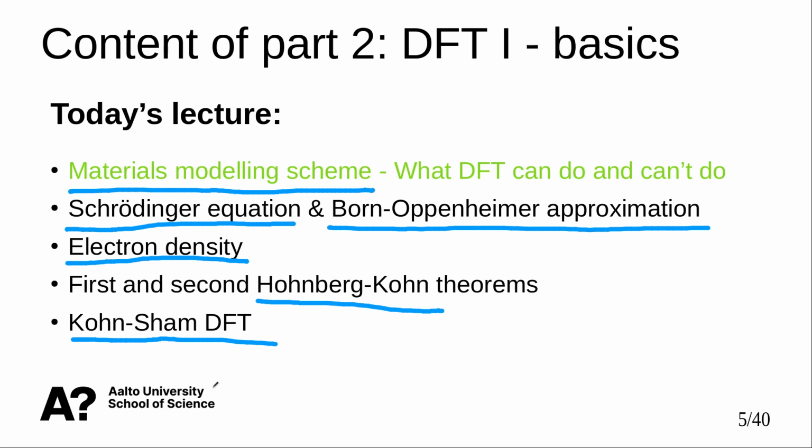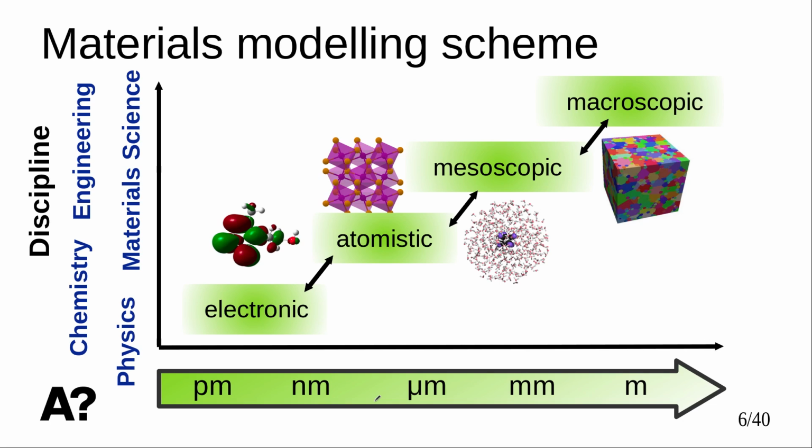Sometimes it's also called, in modern times, the Kohn-Sham DFT, because it's the current implementation of how we actually use DFT. So to make a distinction between Hohenberg-Kohn and then later Kohn-Sham, sometimes the implementation of Hohenberg-Kohn is called Hohenberg-Kohn DFT, and then the modern version is called Kohn-Sham DFT. Okay, with no further ado, let's move towards the modeling scheme to understand where we can use DFT.